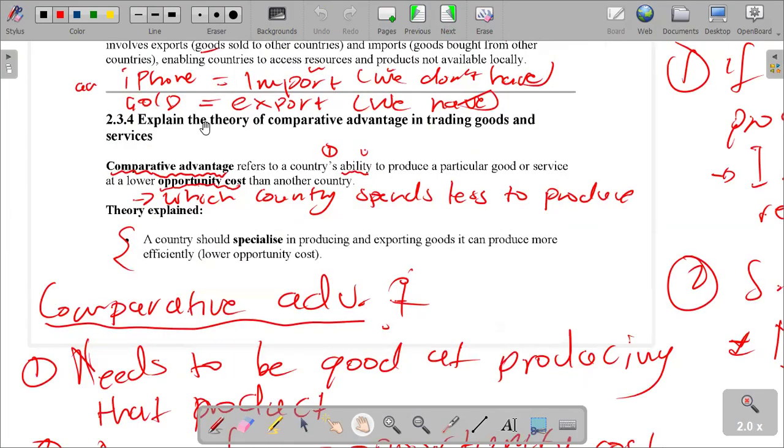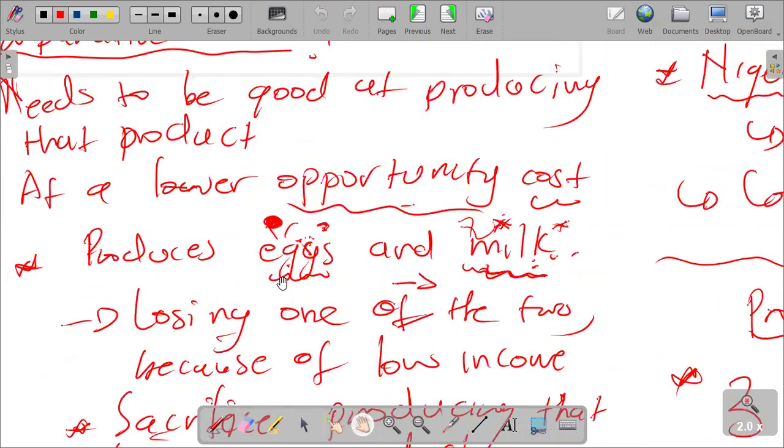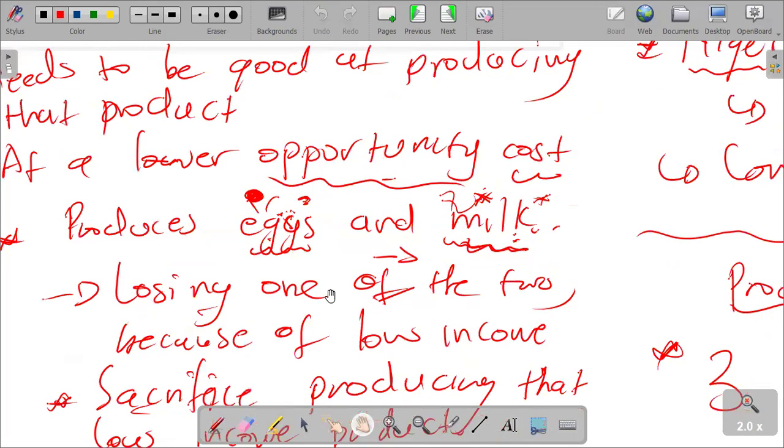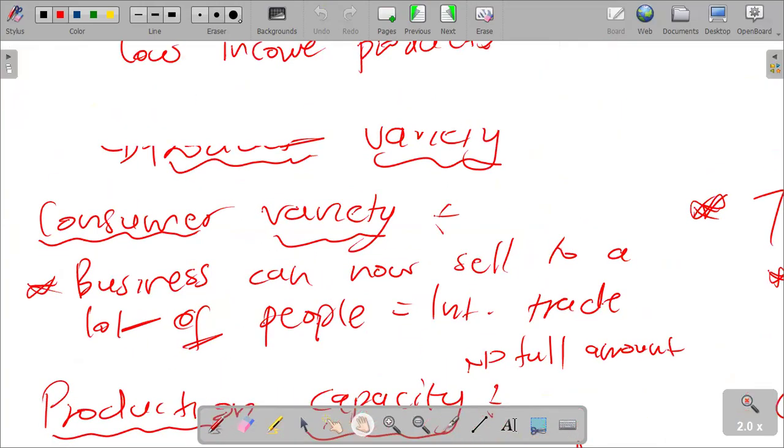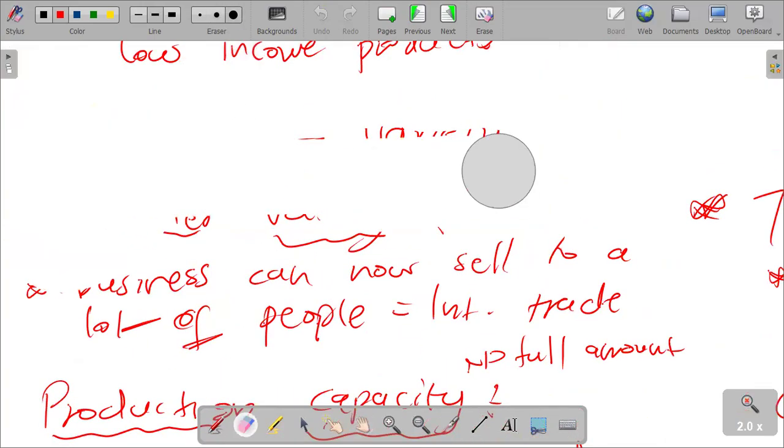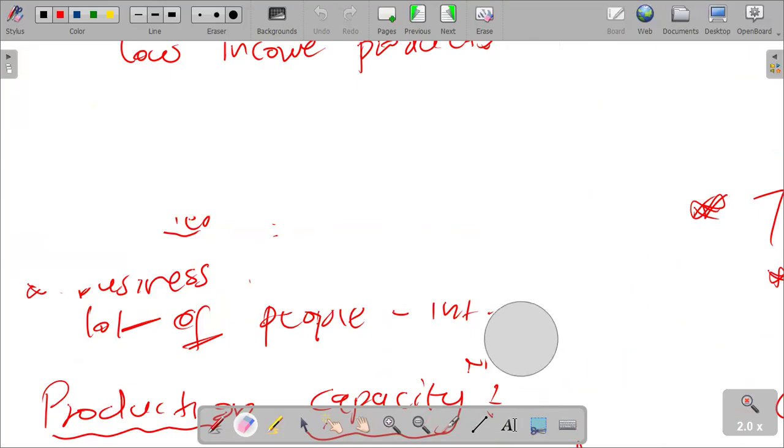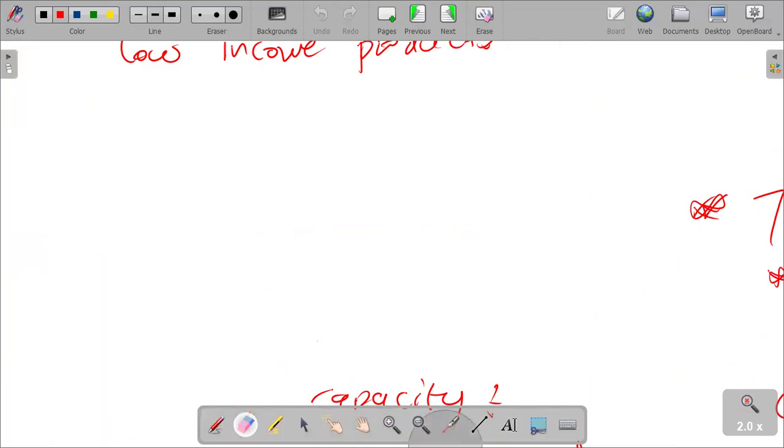We just did that. It's about how much less a country can spend on producing a product, which will be advantageous for them and the competition. So for instance, if two countries are producing eggs and milk, and it's Nigeria versus South Africa, it takes less for South Africa to produce those eggs and milk, right?